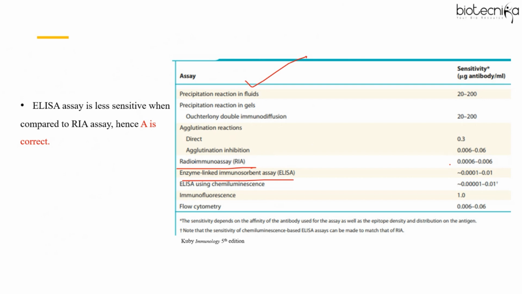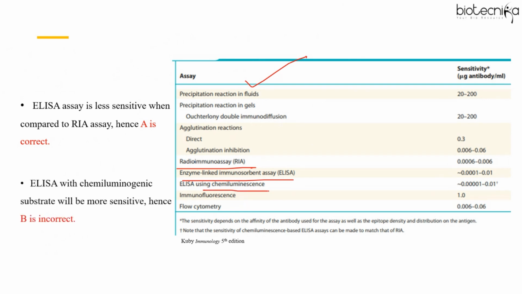And similarly, you can compare whether ELISA using chemiluminescence is more sensitive than simple ELISA. Chemiluminescence means that light is emitted as a result of a chemical reaction. So yes, ELISA using chemiluminescence is, you can see, more sensitive in comparison to simple ELISA.